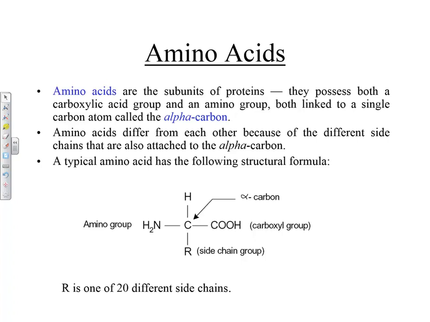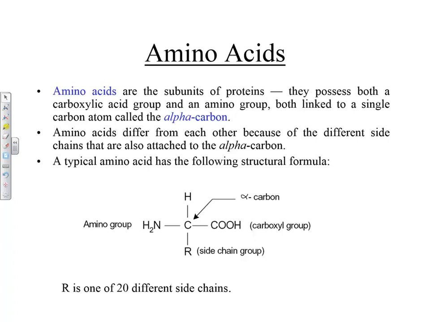They possess both a carboxylic acid group and an amino group, both linked to a single carbon atom called the alpha carbon. So here you have this single carbon atom that's called the alpha carbon. On one end you have this amino group, NH2 is the amino group. On the other end you have the carboxyl group, C double bonded with O, H. Carboxyl group. And then you have a hydrogen atom, and then you have something here that is called the side chain group. So all the amino acids will have this structure.